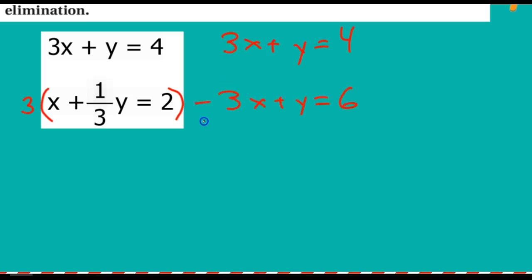Then if I subtract these two equations, 3x minus 3x gives me 0. y minus y also gives me 0. So we have 0 on this side. 4 minus 6 gives us a negative 2. Well, that's false. 0 does not equal negative 2. So we know that this is no solution.